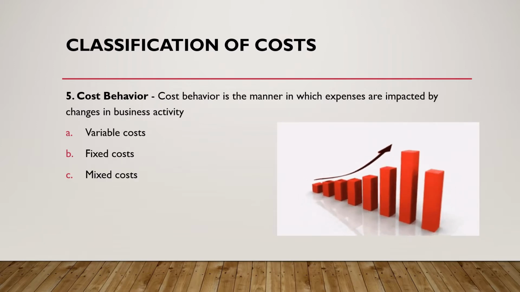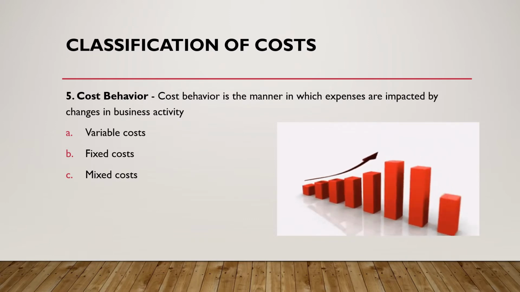Fifth is the cost behavior. Cost behavior is the manner in which expenses are impacted by changes in business activity. The general types of cost behavior fall into three categories. First is variable cost, which vary directly with changes in business activity. For example, there is a specific direct materials cost associated with each product sold.